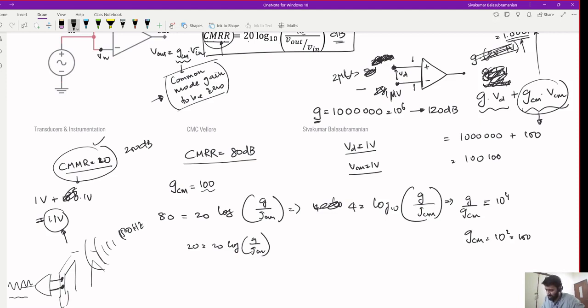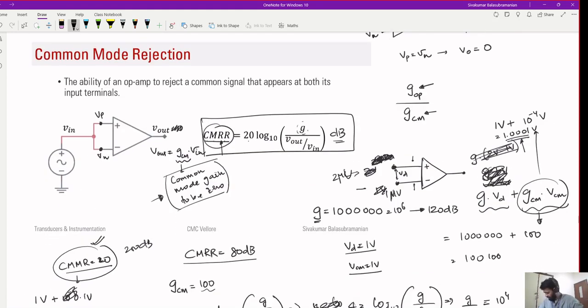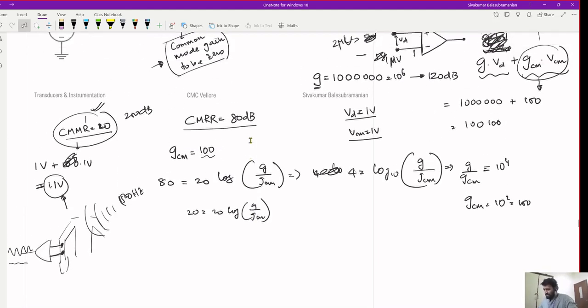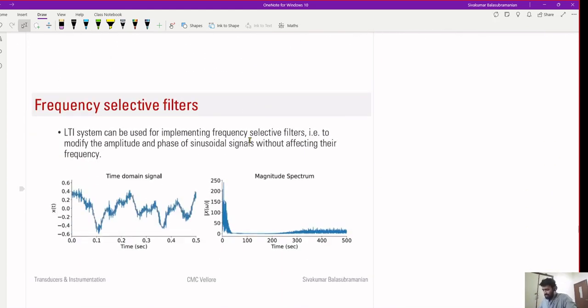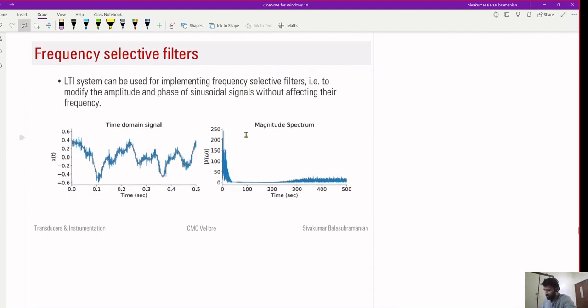Yeah. So this is a very important parameter for an operational amplifier. All right. That's all I wanted to say about op amps. Now we'll quickly look at frequency selective filters.